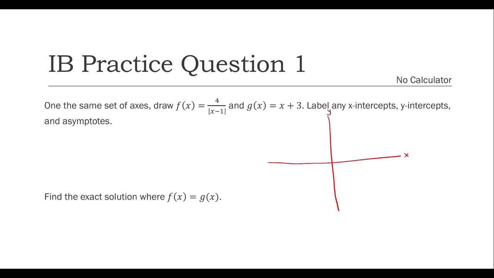So we have g of x equals x plus 3. So we'll go up 3, and it's x plus 3, so we'll have a y-intercept at 3 as well. And it's just going to be a linear function. So here's g of x.